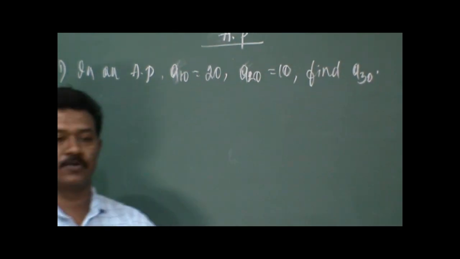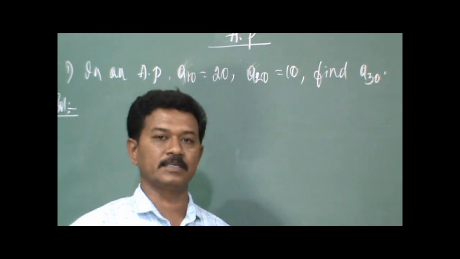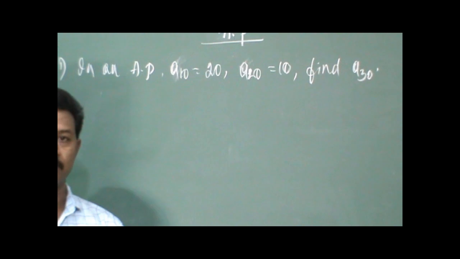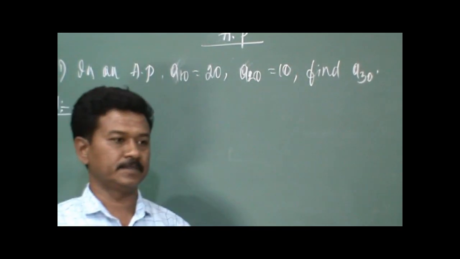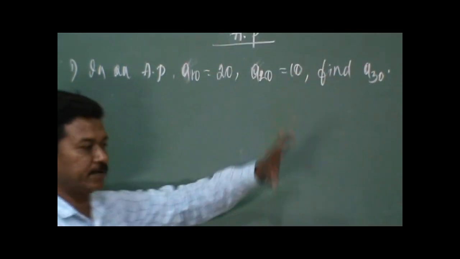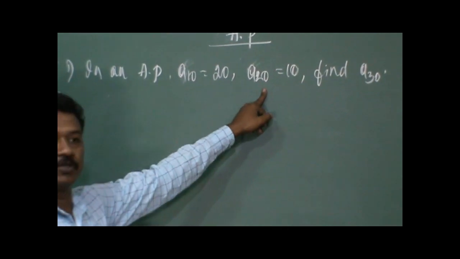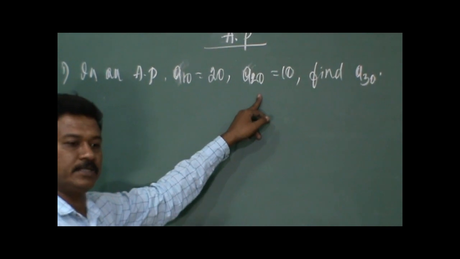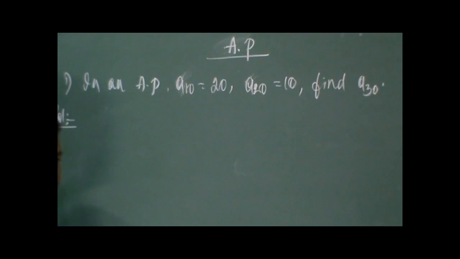In order to find a term of an AP, in the previous class I have given you a hint on this. If you want to find any term of an AP, you should know the value of A and D of that AP. So in order to find A30 of that AP, first you have to find D by using these two terms, and if you substitute that D value in any one of the terms, you are going to get A. Using D and A, you will reach A30.